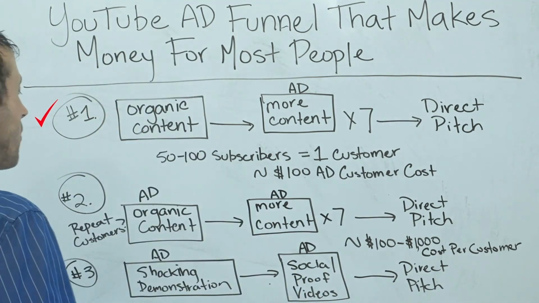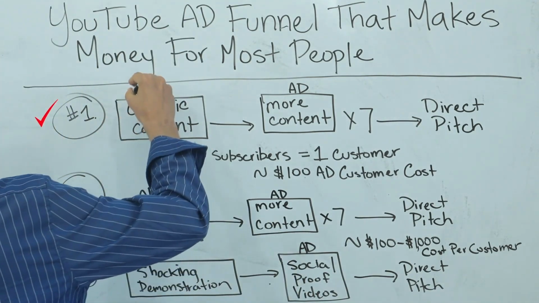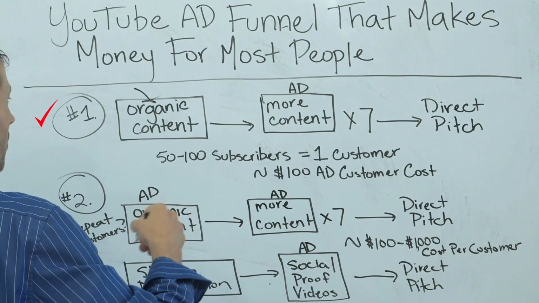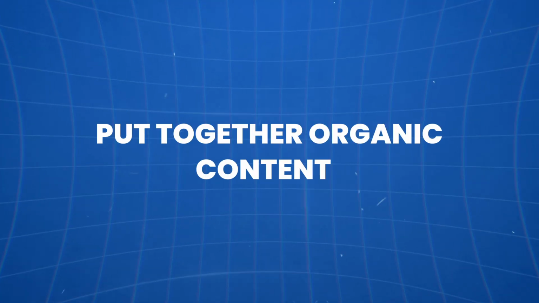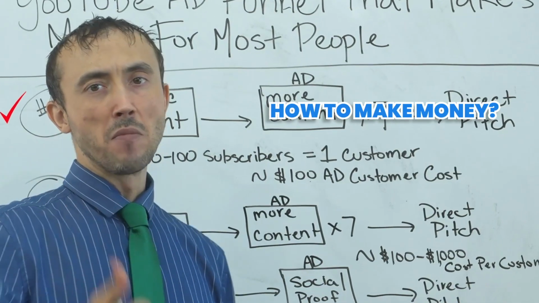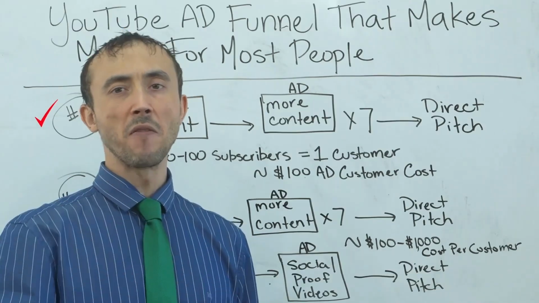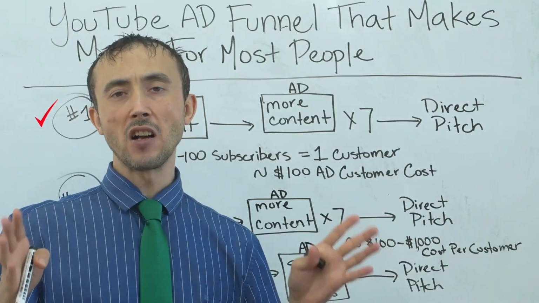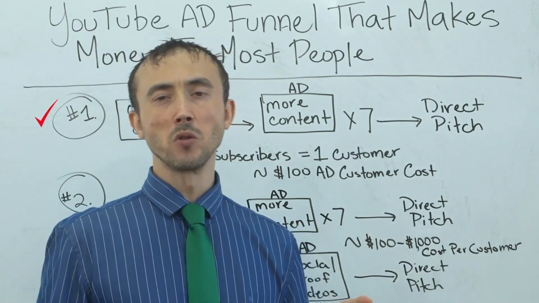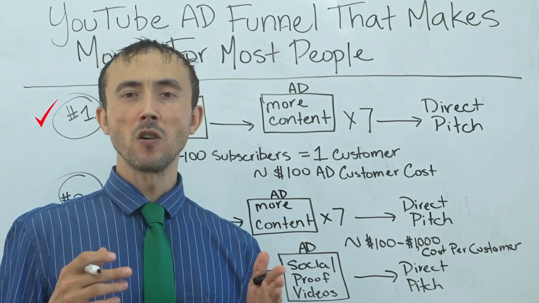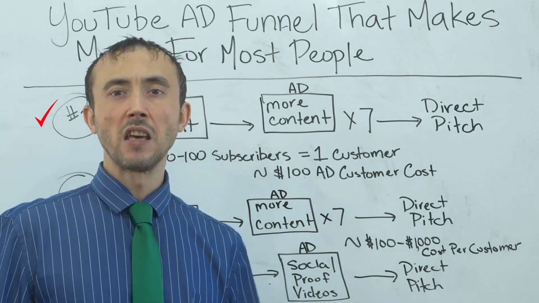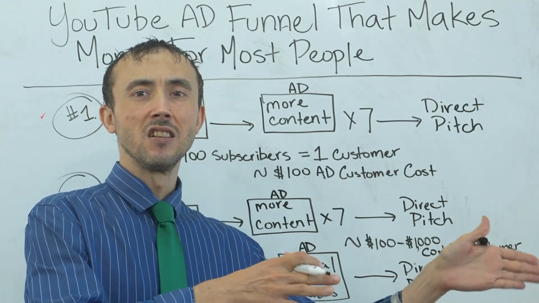Though with that said, if you are going to get into doing this, it's pretty simple. You put together organic content that you know that your buyers want to see. Okay? How to make money, how to lose weight, how to make your relationships better, whatever it is. You focus on what people actually want to know about. And this is where most people go wrong, right? They try to focus on content that they would want to make, not what their audience needs and wants.